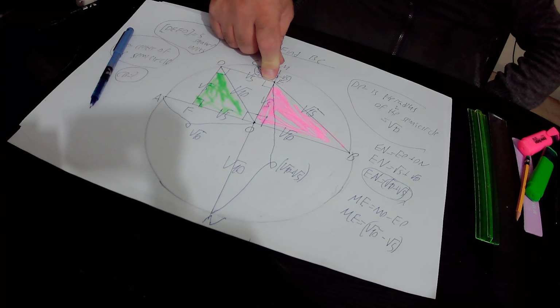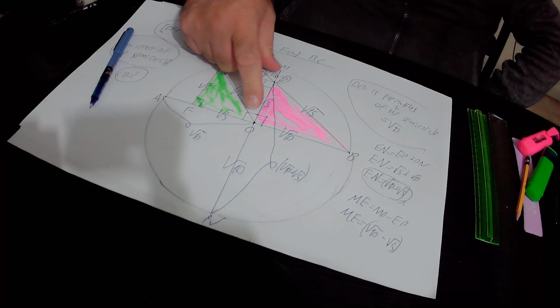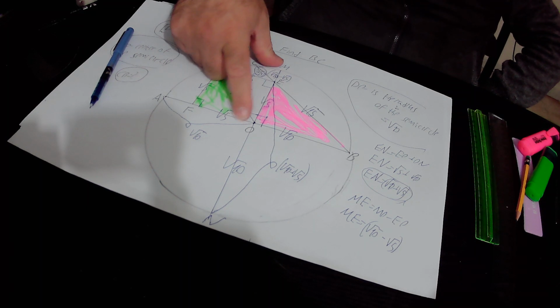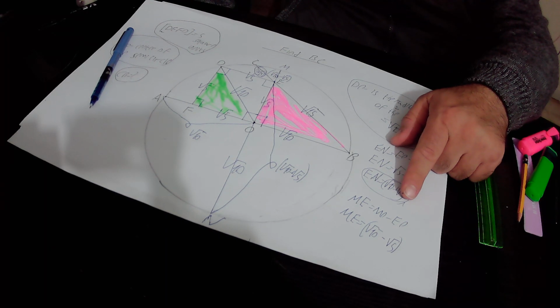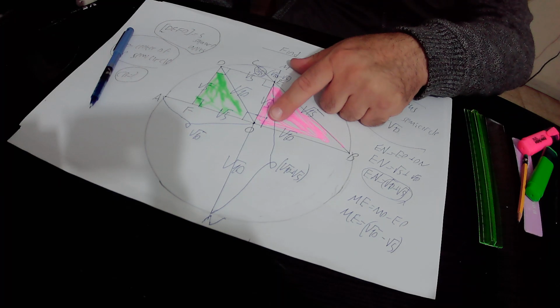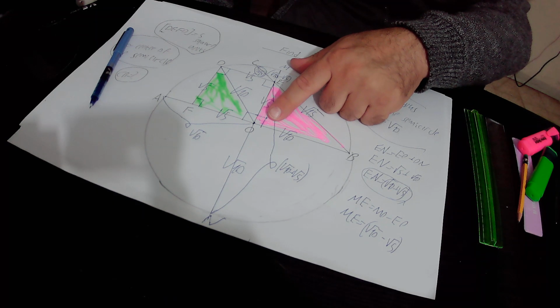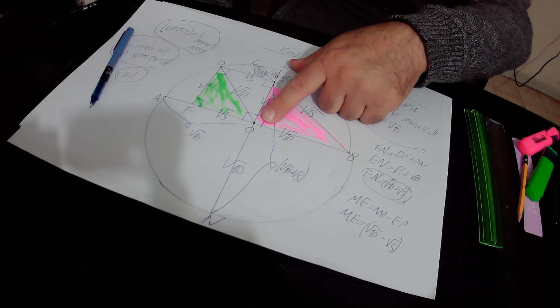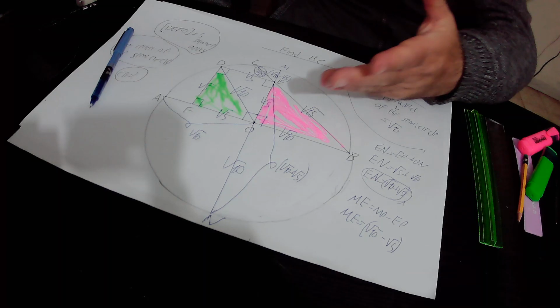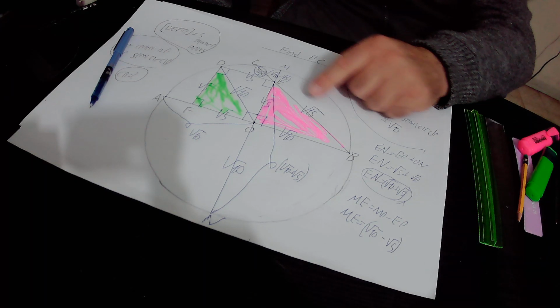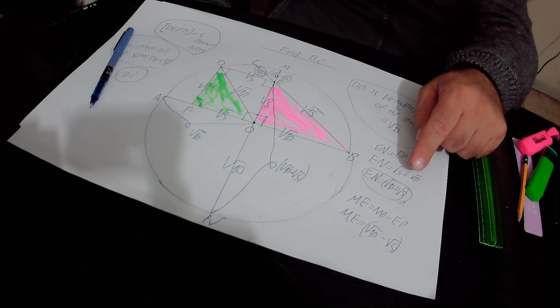The length of line segment ME is equal to MO minus EO. Again, ME equals MO minus EO. MO is the radius of the circle. Why? Because it starts from the center of the circle, that is to say from point O, and ends at point M, which is a point on the circle itself. This is exactly the definition of a radius. Therefore, MO is the radius of the circle, equal to the square root of 10 units.